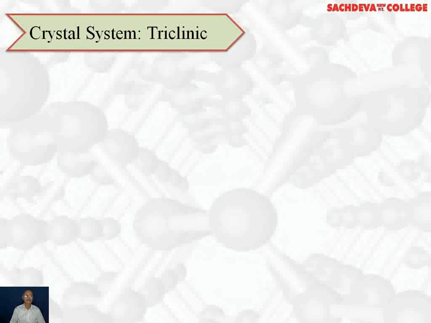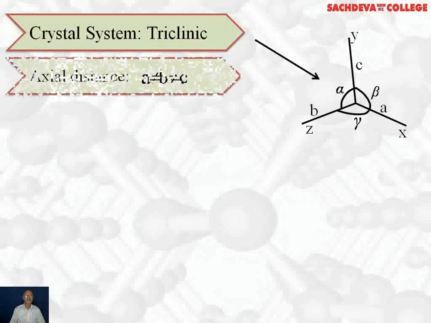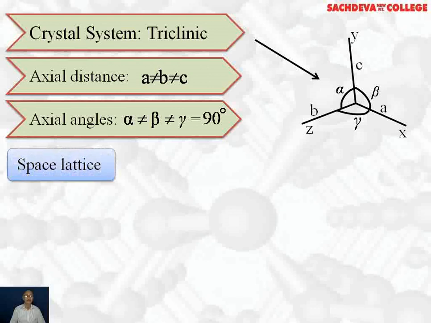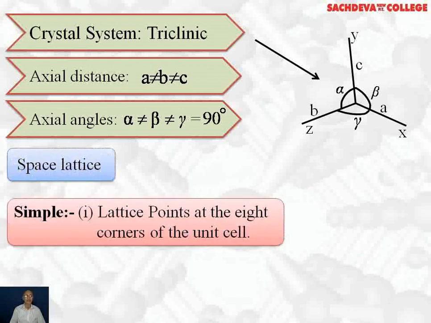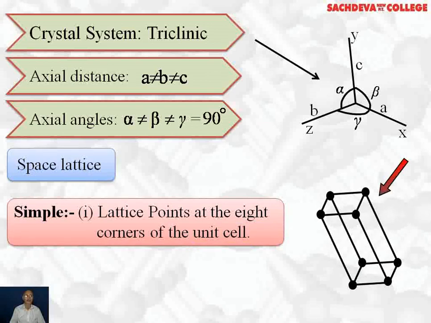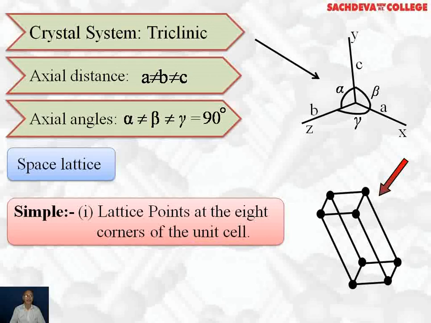Next crystal system is triclinic. In triclinic, axial distances are unequal. That is, all the three sides are unequal. A is not equal to B is not equal to C. Axial angles are also not equal and they are not even equal to 90 degree. Space lattice, we have simple cubic in which lattice points are on the 8 corners of the unit cell. This is the diagram of triclinic crystal which is cubic.